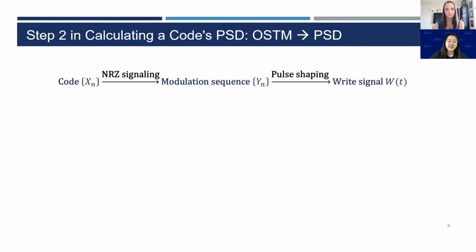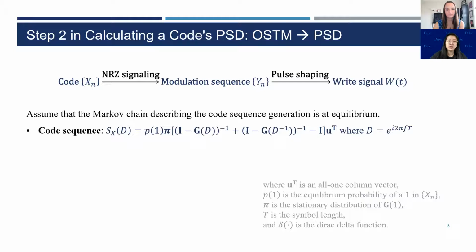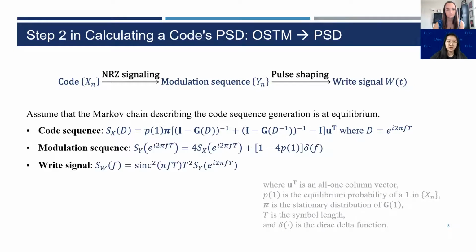Our signal generation scheme is shown at the top as a second step. As mentioned, we're concerned with level-based signaling in this research, so we apply NRZ signaling to the code sequence Xn. And additionally, we assume simple rectangular pulse shaping, which leads us to the write signal WFD. We also put the detailed formula of this realization here. And remember, GFD is the OSTM we generate in our first step based on the code's FFT. And this term, along with the stationary distribution and equilibrium probability, are used to calculate the PSD of Xn.